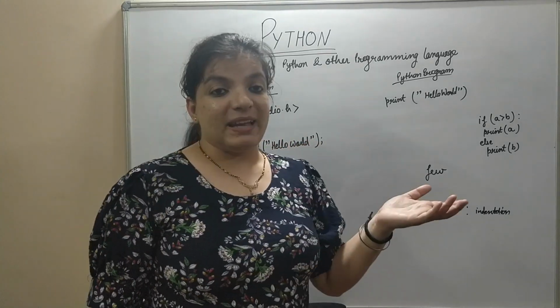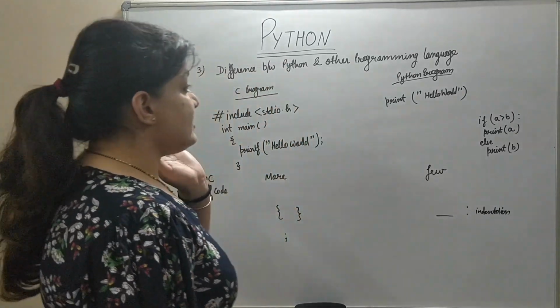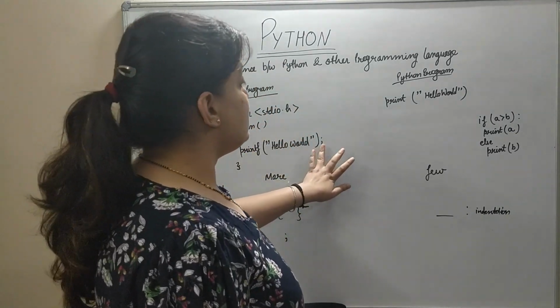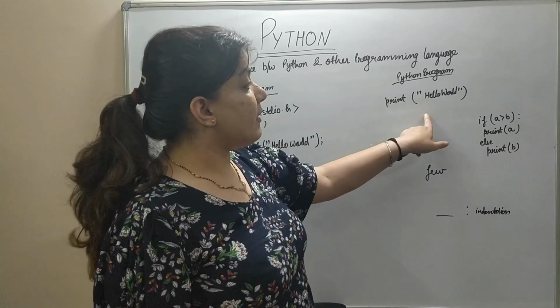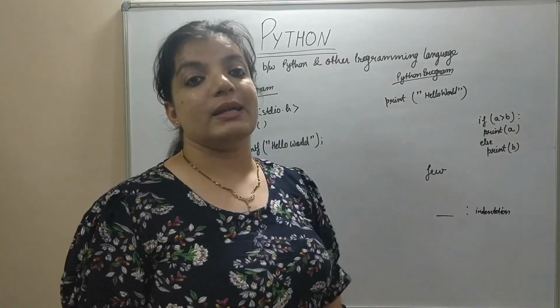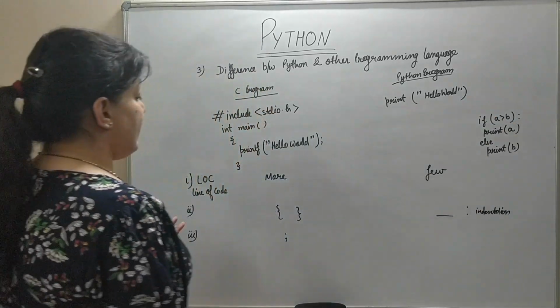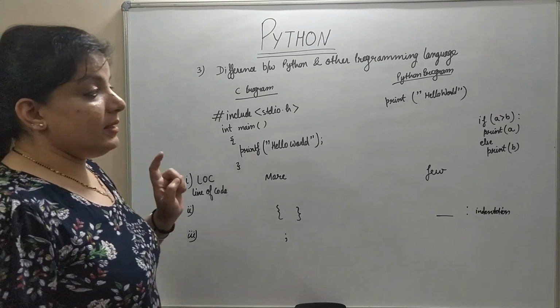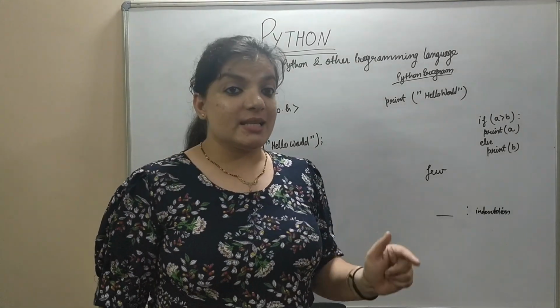In compiler based programming languages, every line ends with a semicolon, while in Python we don't need to write any semicolon. And one more difference, which is also a feature, is that Python is easy to learn.